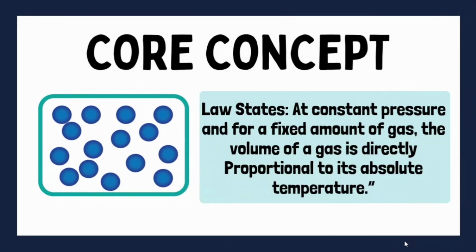So, what exactly is Charles' law? In simple terms, it states that for a fixed amount of gas at a constant pressure, the volume of a gas is directly proportional to its absolute temperature. What does directly proportional mean? It means if the temperature goes up, the volume goes up. If the temperature goes down, the volume goes down.